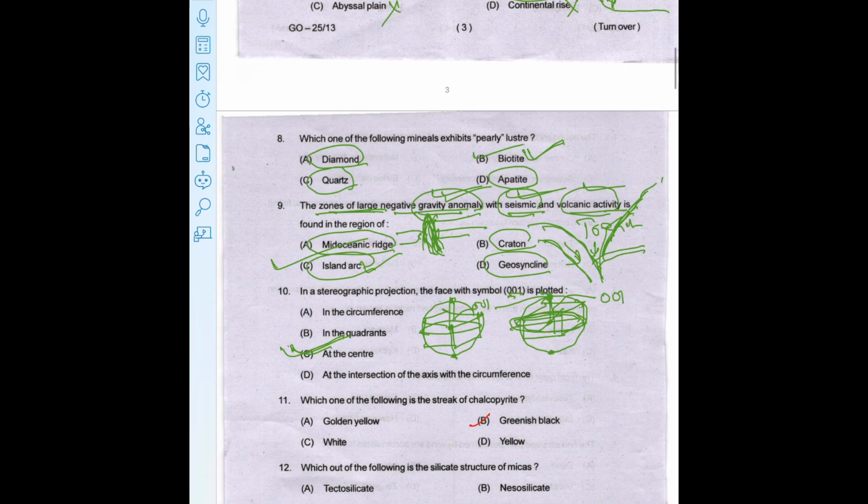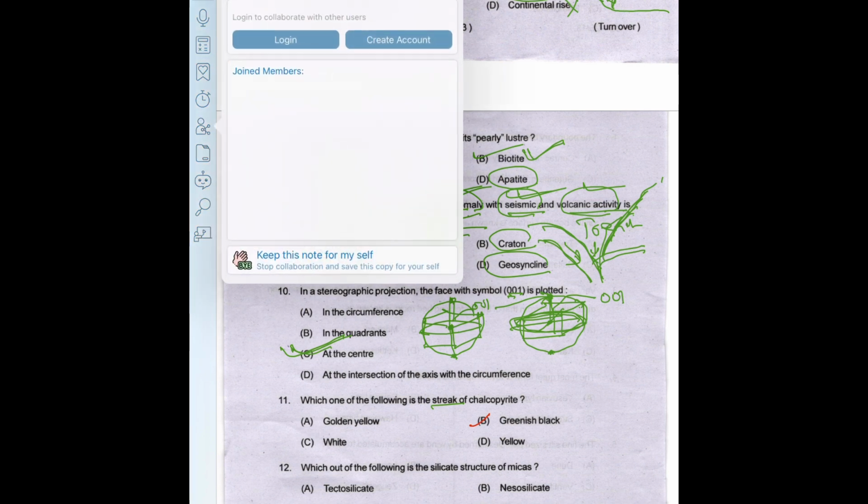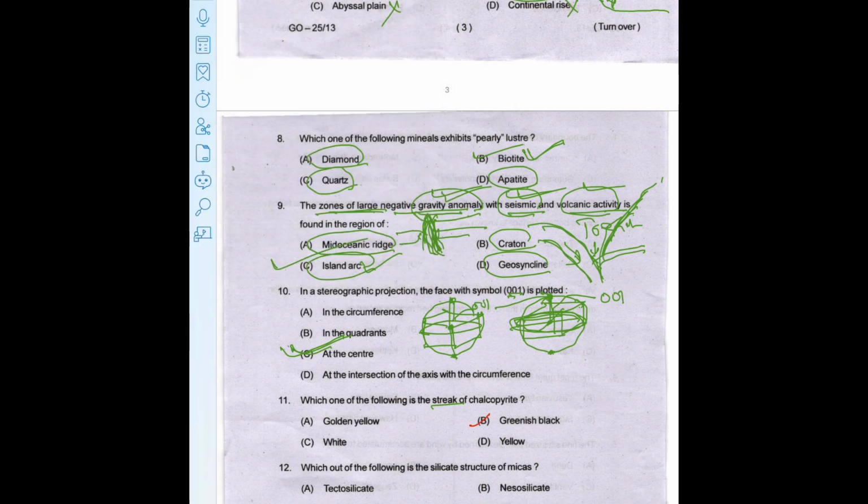Next question is, which one of the following is the streak of chalcopyrite? We know streak color and the color of the mineral are two different things. Streak represents the color of the mineral powder. Mineral powder is found in a disaggregated form.